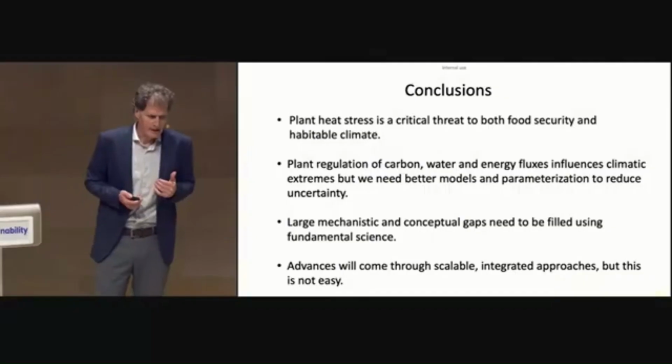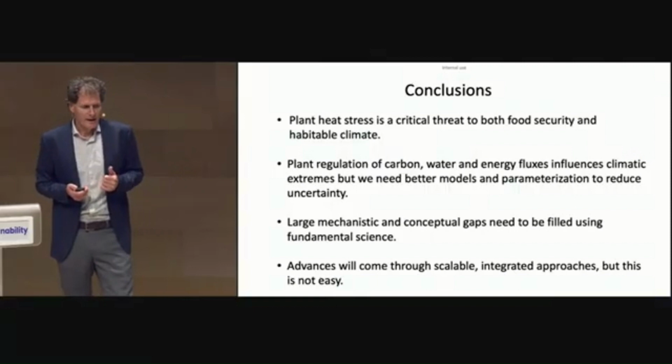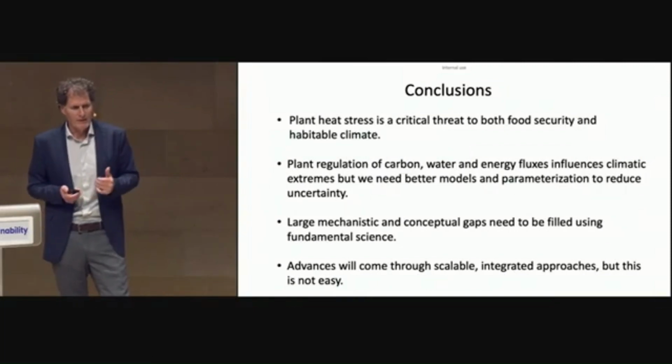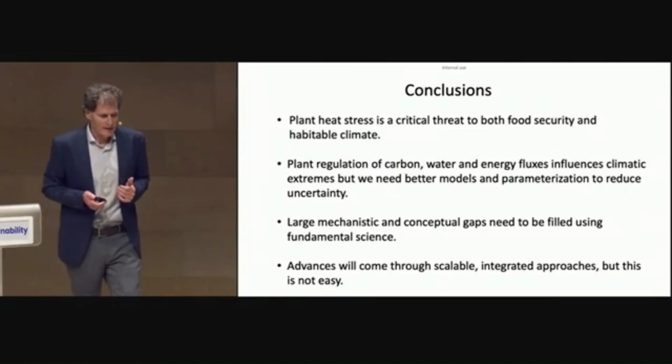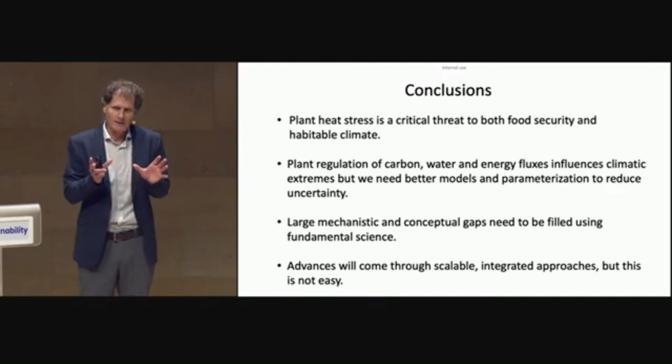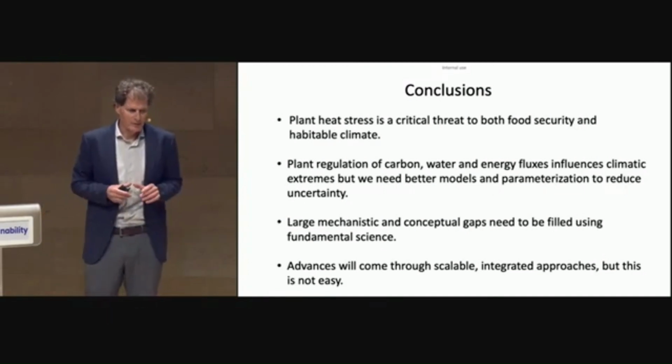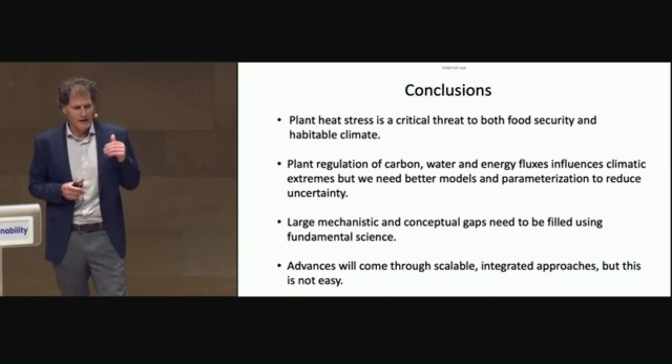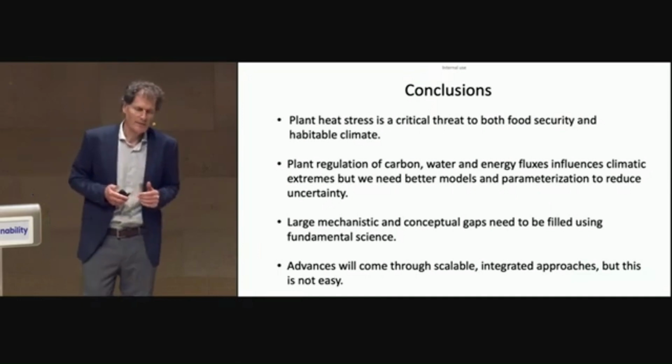So basically, the conclusions from this, I'm just going to make some very overall general conclusions, and the first couple, of course, are obvious. Plant heat stress is a critical threat to food security, and plant regulation of water, carbon, and energy fluxes. We need to be better at predicting those processes. And large mechanistic gaps in this understanding can be filled using fundamental science.